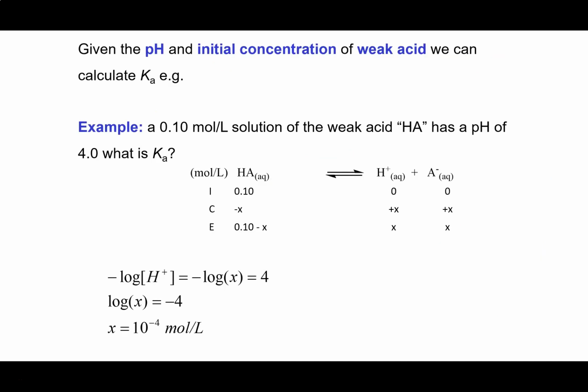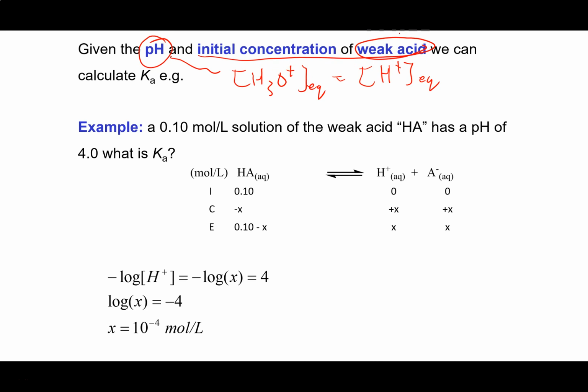Now, there are some cool things that we can do. If we're given the pH, which is really the same as giving us the equilibrium hydronium ion concentration, which we'll frequently just write as H plus equilibrium, and the initial concentration of a weak acid, you can calculate your Ka. Okay, so I'm going to go through this example now.